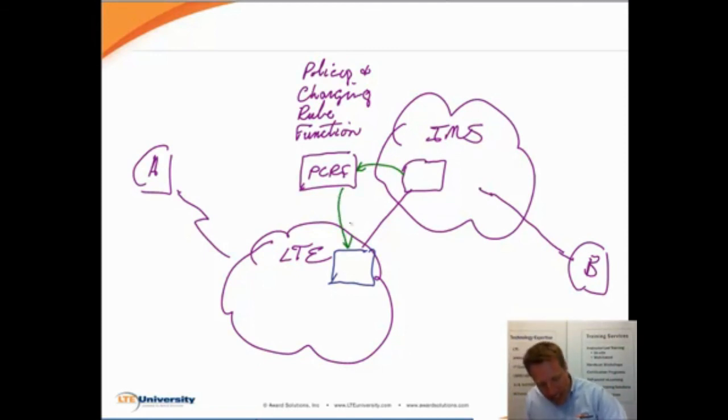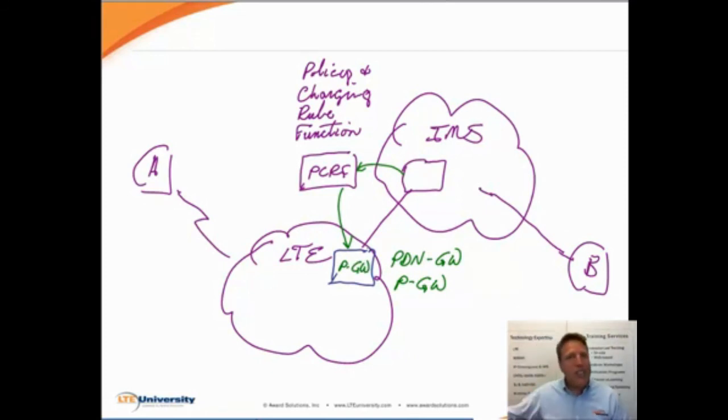So in the LTE network, there is a node. It's like a gateway node that communicates with a packet data network, and in this case, it's the IMS network. So what do you call a gateway node that communicates with a packet data network? Well, we call it a packet data network gateway, or a P gateway. All right, so that's what this thing is. It's a P gateway. And so it's going to be taking the incoming packets for this session and sending them back through the LTE network.